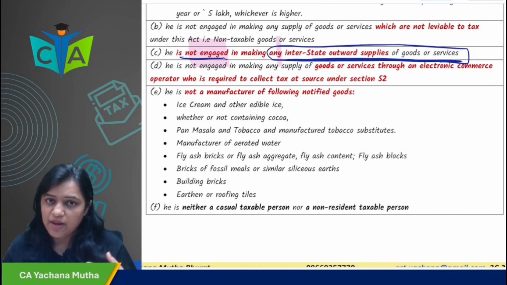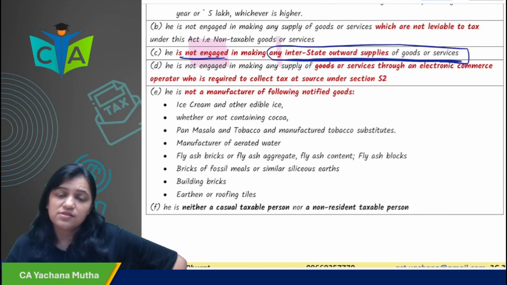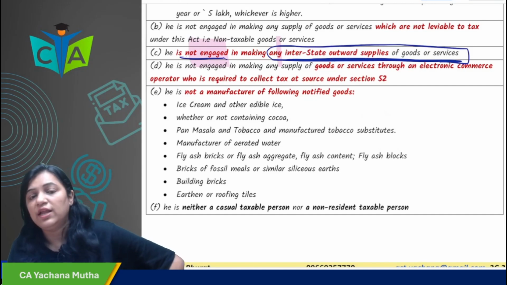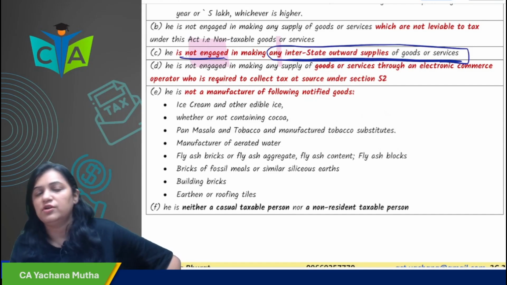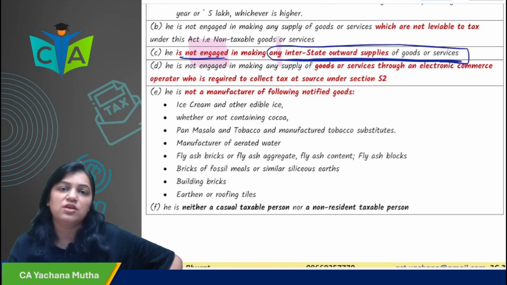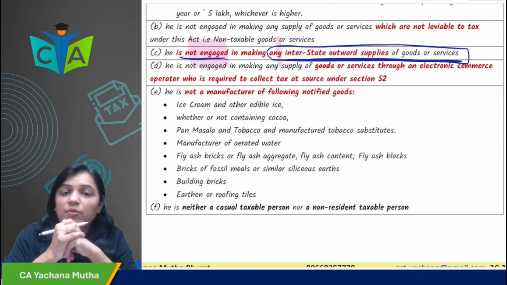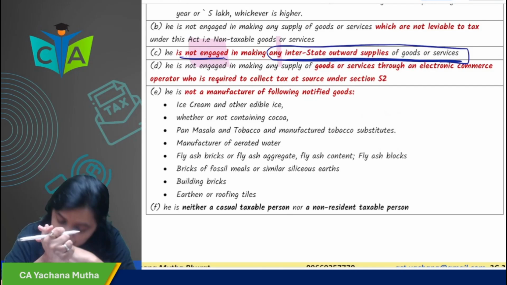So, for example, I am supplying goods from Mumbai to Chennai. In that case, is composition scheme allowed to me? No. If I am dealing in interstate outward supply, composition scheme is not allowed. For interstate inward supply, yes, composition scheme is allowed, not a problem. So in the exam, they sometimes give you that he is engaged in interstate inward supply. In that case, if he is receiving inward supply, not a problem. But if he is doing outward supply, composition scheme is not allowed to him. Is it clear? Next.